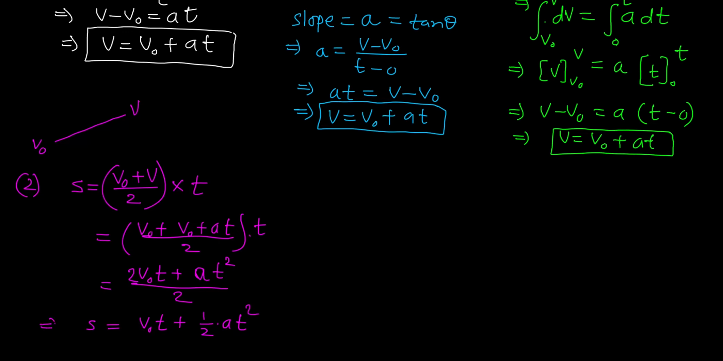So from here you get the second equation of motion, or expression for displacement in terms of initial velocity, time and acceleration. This is one way of deriving the second equation. We can derive this in another way also.